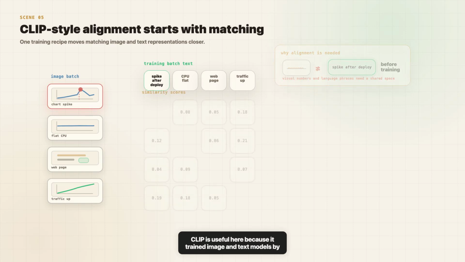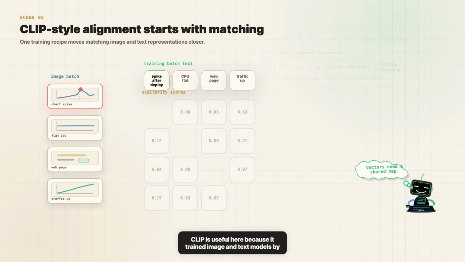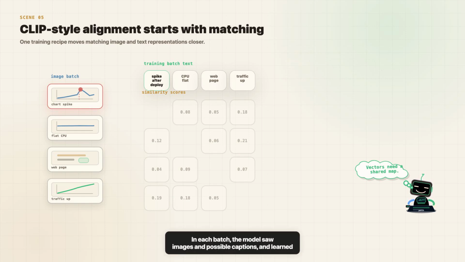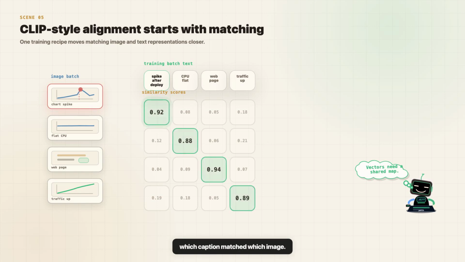CLIP is useful here because it trained image and text models by comparison. In each batch, the model saw images and possible captions and learned which caption matched which image. Matching pairs were pulled closer together in representation space. Wrong pairs were pushed farther apart.